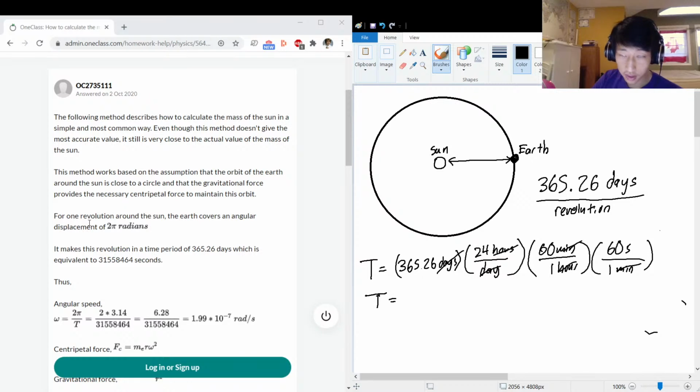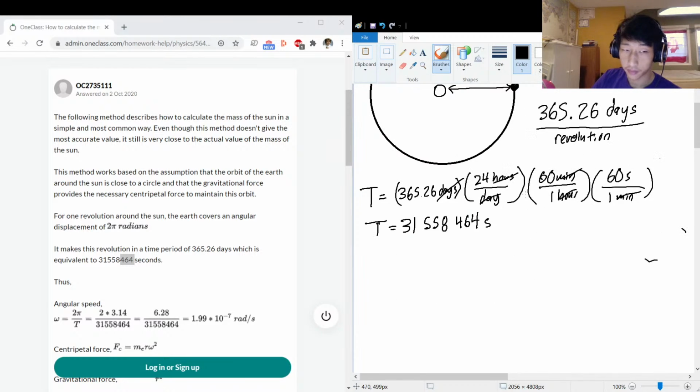And I'm going to trust the junior tutor here just to save some time because we're running a little bit behind. And that's going to be about 31 million seconds. So 31,558,464 seconds. Okay, that's how we find the period.